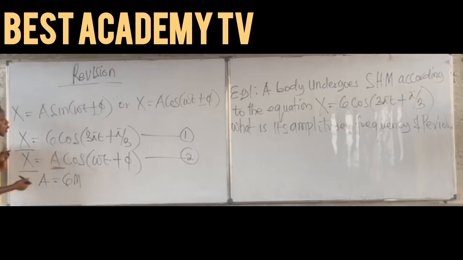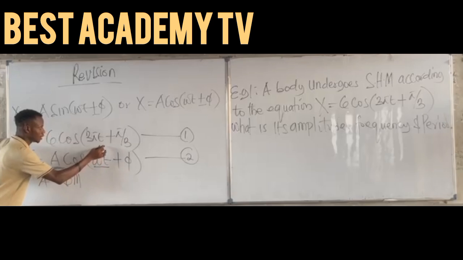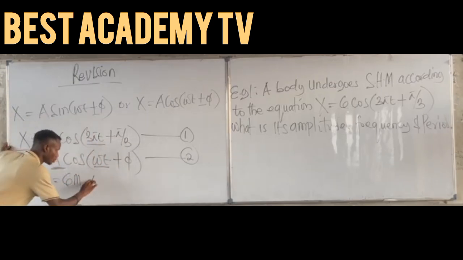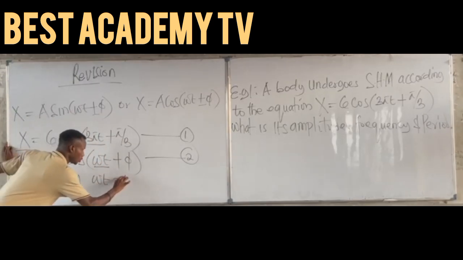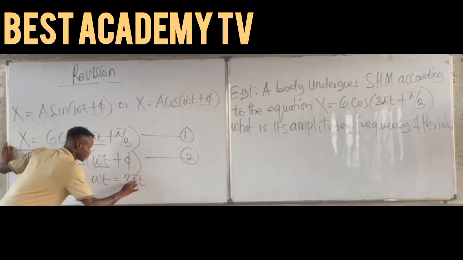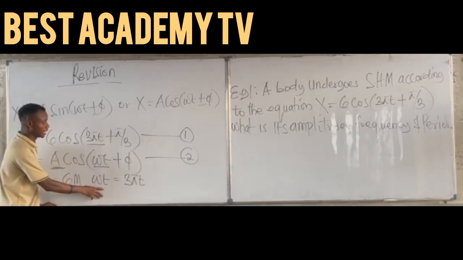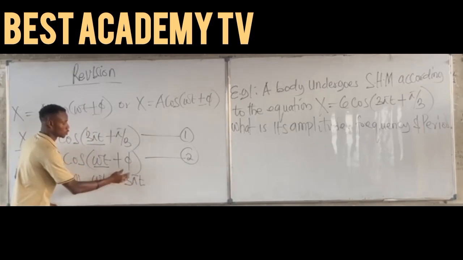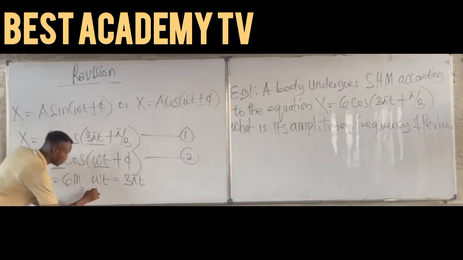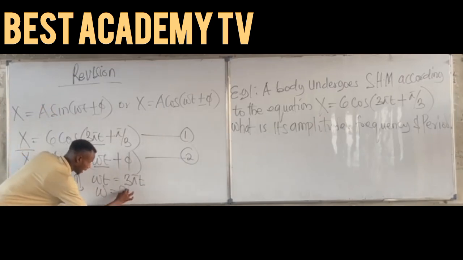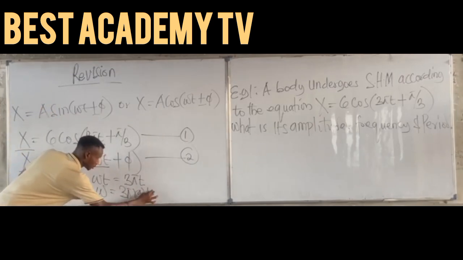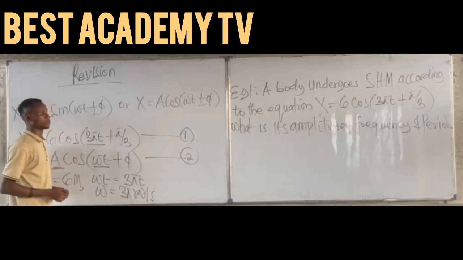Now there is no cos in terms of parameters relating to harmonic motion, so we can't compare that. Let's go back to this: compare this and this. We are going to have ωt is equal to 3πt. There is t on the left and t on the right, so I can now divide both sides by t. So our ω will be equal to 3π rad per second. You can replace your π with 3.142.